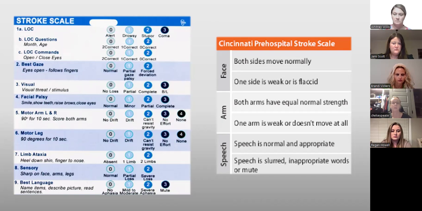So for your face, both sides move normally. If one side is not moving normally, or you're having a little bit of weakness on the one side, that would be a point for that one. But if both sides of your body are equal, then you're not.